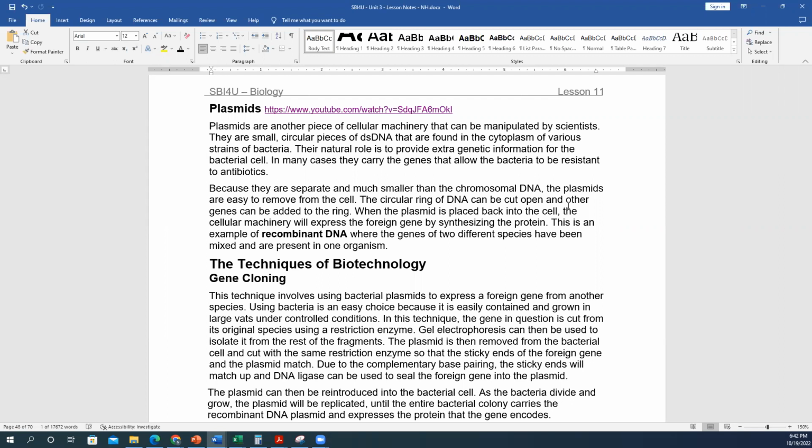This is really at the heart of recombinant DNA technology, where you've taken genes of two different species and put them together in one organism and caused it to express a foreign gene in a particular organism. So I'm going to use, again, another video to demonstrate this idea for you.